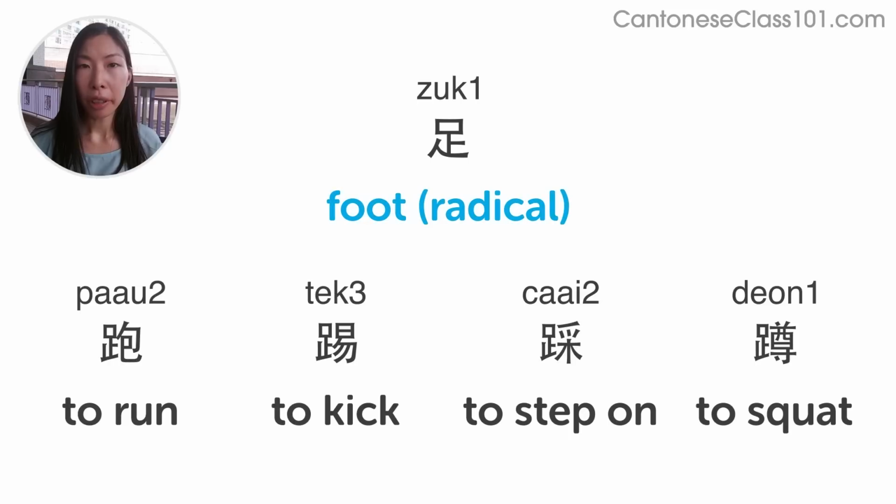Let's see an example. Verbs that have the foot radical, 捉, are related to foot action. For example, 跑 to run, 踢 to kick, 踩 to step on, 蹲 to squat. Therefore, it's very common to find the foot radical 捉 on the left side of verbs that articulate actions done by the foot or leg.